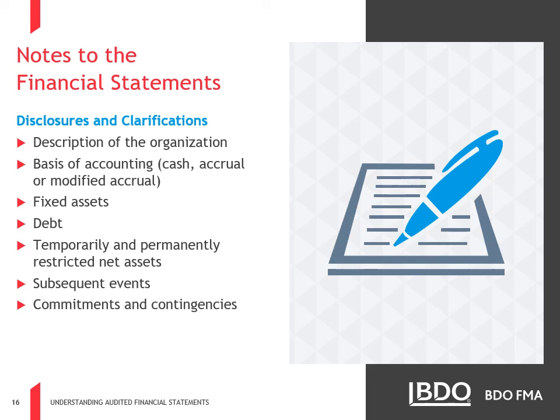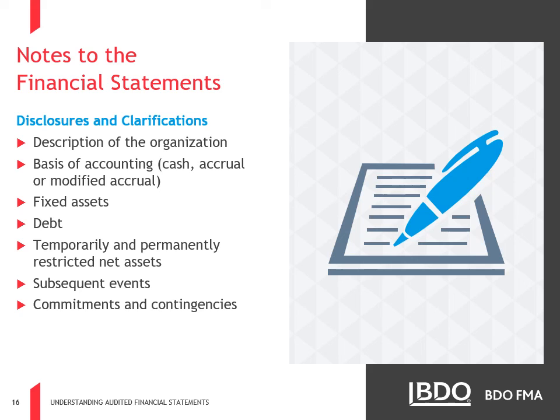They include things like a description of the organization itself, the basis of accounting the organization uses. There's usually information about the different types and values of fixed assets and how much depreciation has accumulated on those assets over the years. If the organization has debt, there's information about the type of debt, the repayment terms. If the organization has net assets, there's the description of those and a schedule for how much the assets are and what they can be used for.